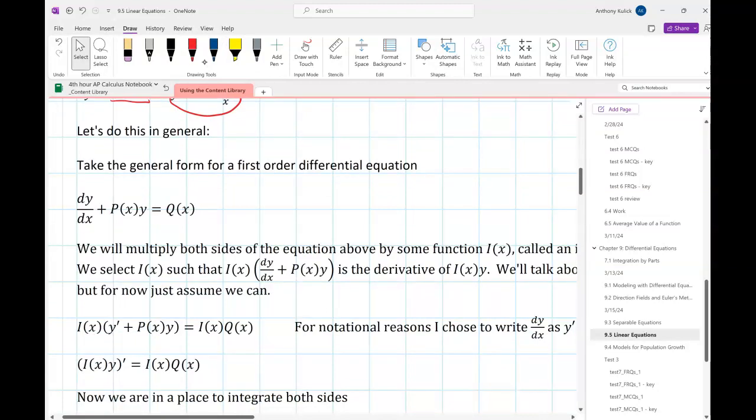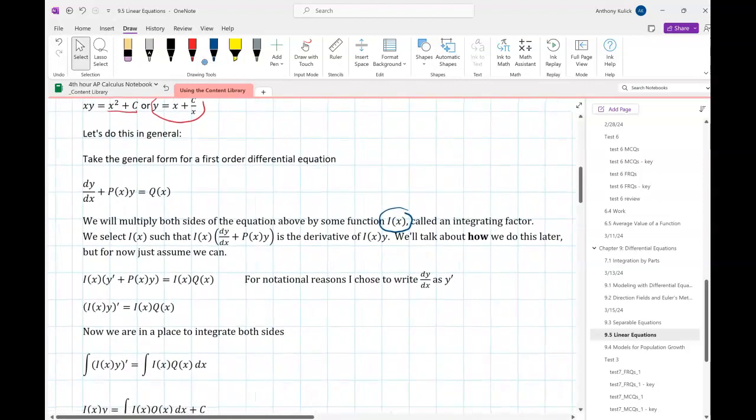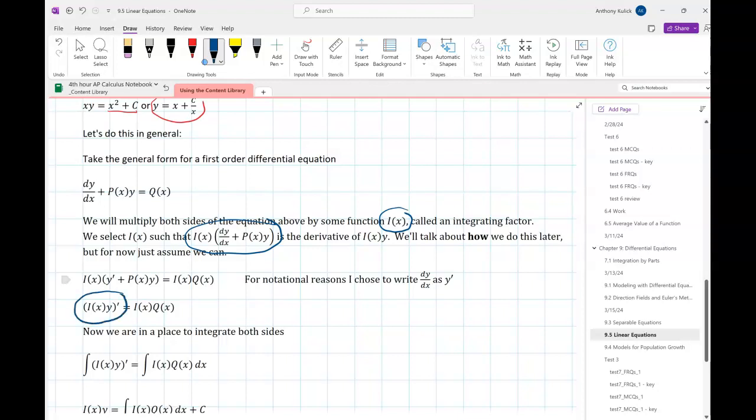All right, so in general, I have some linear differential equation. What I'm going to do is multiply both sides of that equation by some function I of x. This I of x is referred to as an integrating factor. And we're going to choose this I of x in such a way that when I multiply the left-hand side by I of x, it is then the product rule derivative of I of x times y. So to allow me to do that same condensing that I was able to do in the previous example.